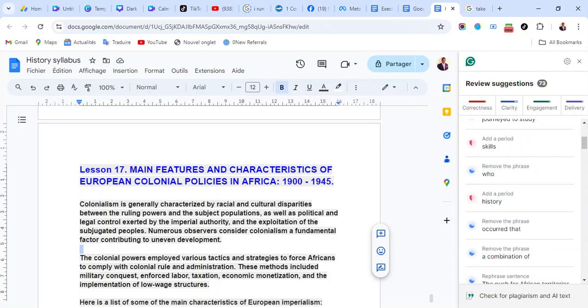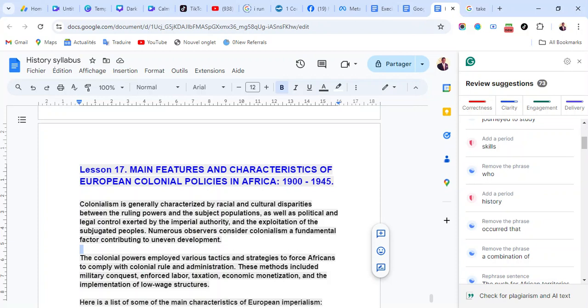The second thing was enforced labor. They enforced a lot of hard labor. That is why, when you look at the railways, the plantations, and all the infrastructure that was established by these colonizers, it was actually through forced labor. Most of them were through forced labor.